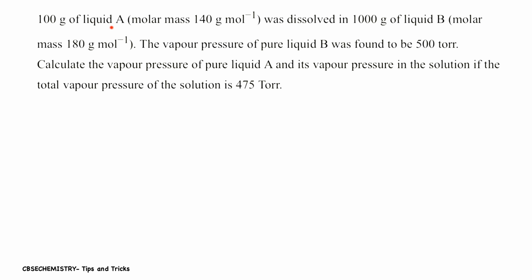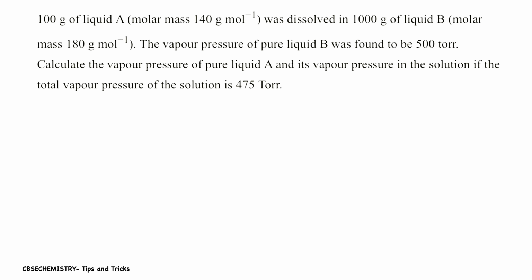100 gram of liquid A was dissolved in 1000 gram of liquid B. The vapor pressure of pure liquid B was found to be 500 torr. Calculate the vapor pressure of pure liquid A and its vapor pressure in the solution if the total vapor pressure of the solution is 475 torr.